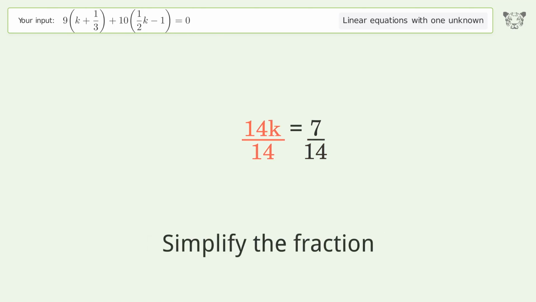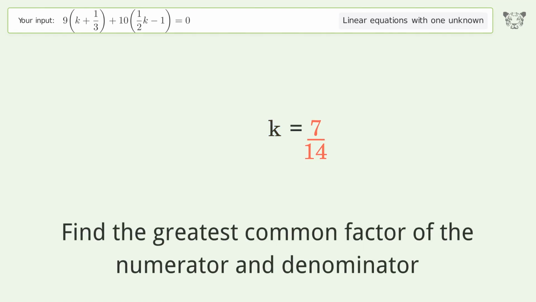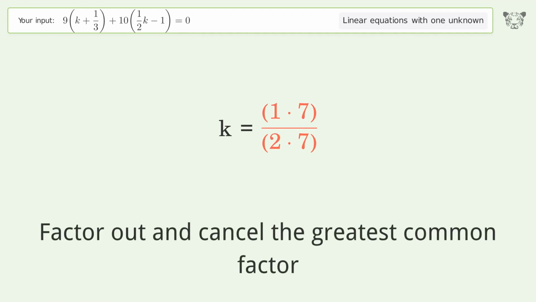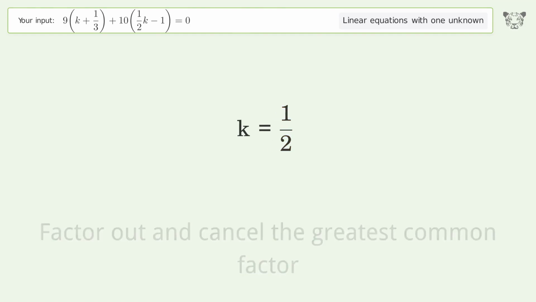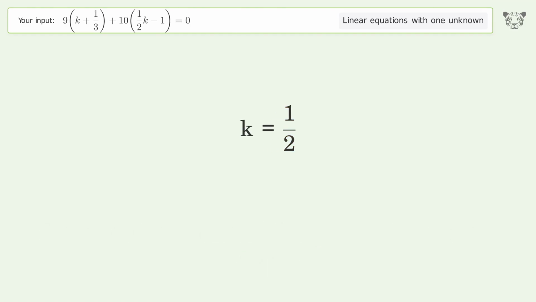Simplify the fraction. Find the greatest common factor of the numerator and denominator. Factor out and cancel the greatest common factor. And so the final result is k equals 1 over 2.